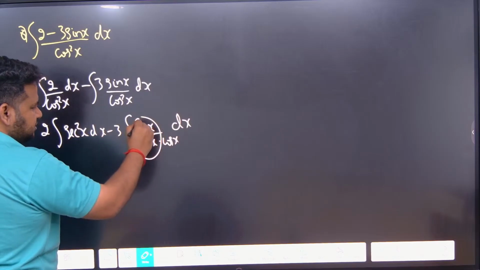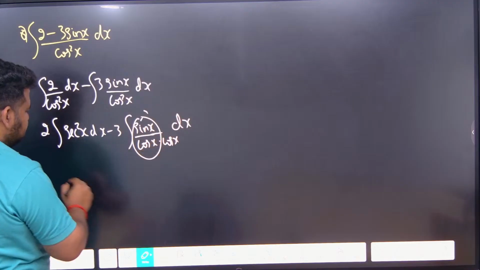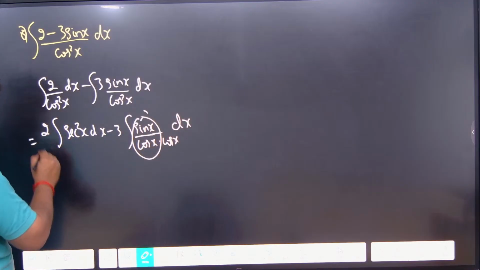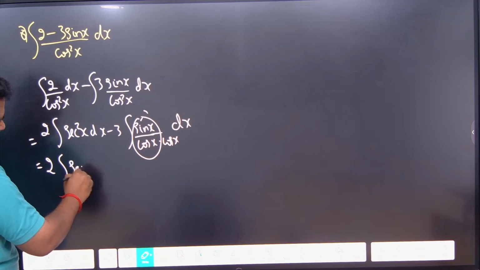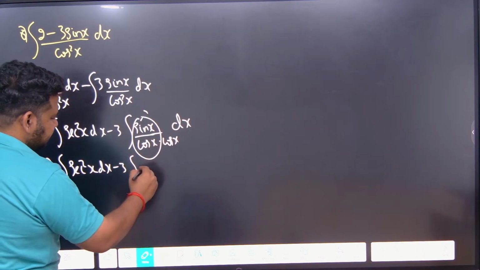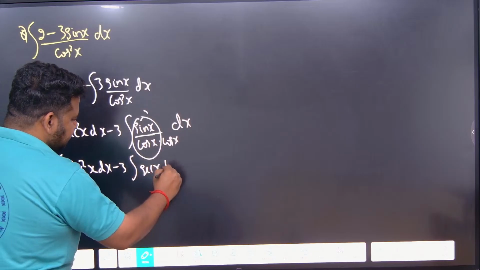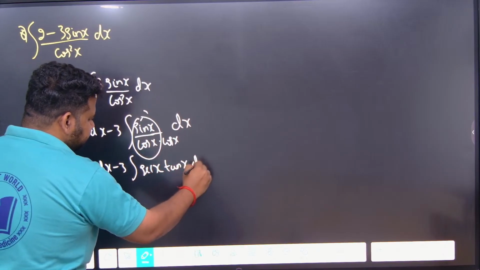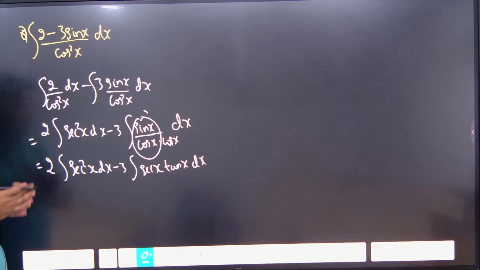Sin by cos is what? Tan. 1 by cos is what? Secant. So this is 2 times the integral of secant square x dx minus 3 times the integral of tan x secant x, or I can write it as secant x tan x dx. Clear friends? Now I can directly apply the formula.